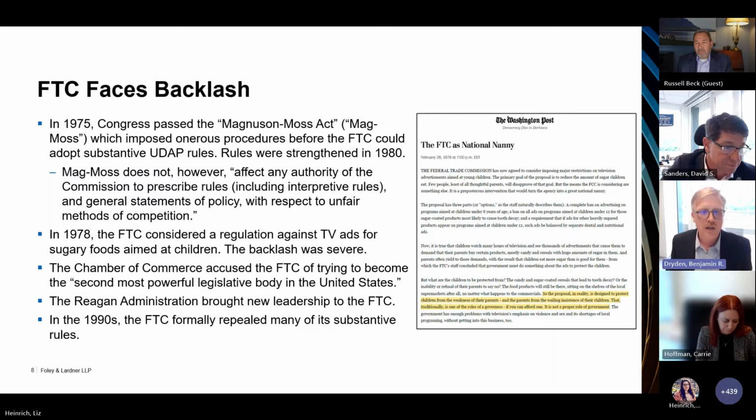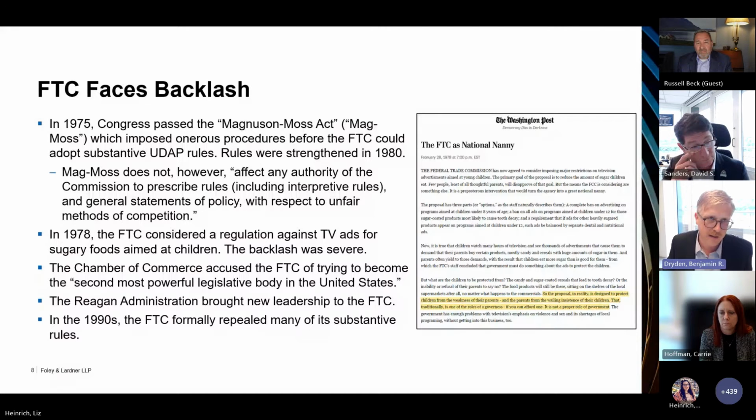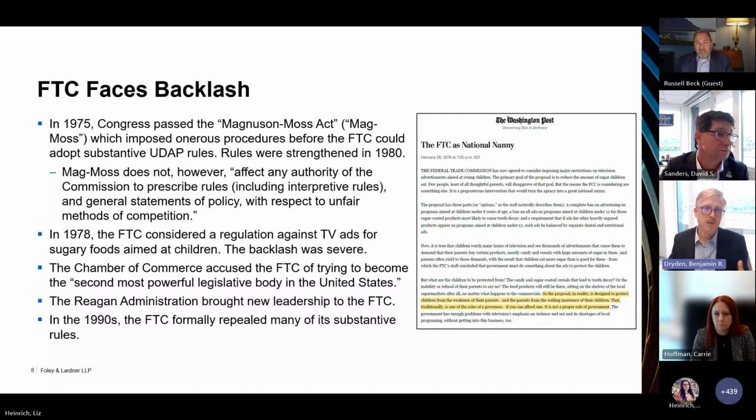The Chamber of Commerce accused the FTC of trying to become, quote, the second most powerful legislative body in the United States. And these criticisms landed. And so Congress in 1975 passed the Magnuson-Moss Warranty and Federal Trade Commission Improvements Act, or Magnuson-Moss, which imposed some very onerous procedures before the FTC could adopt a substantive UDAP rule. And it was meant to restrict the FTC's ability to adopt substantive rules. And then these restrictions were even strengthened in 1980.